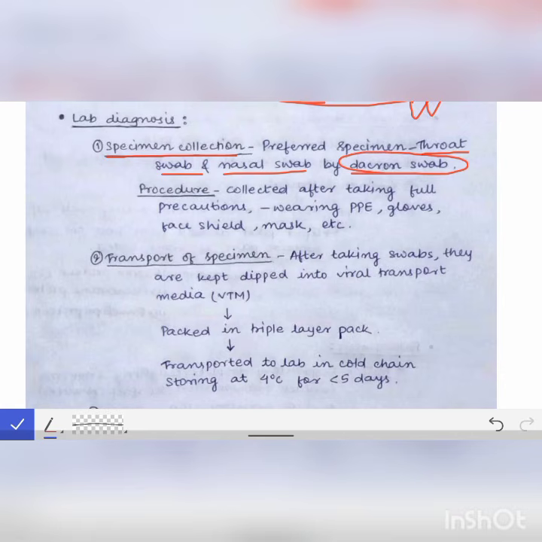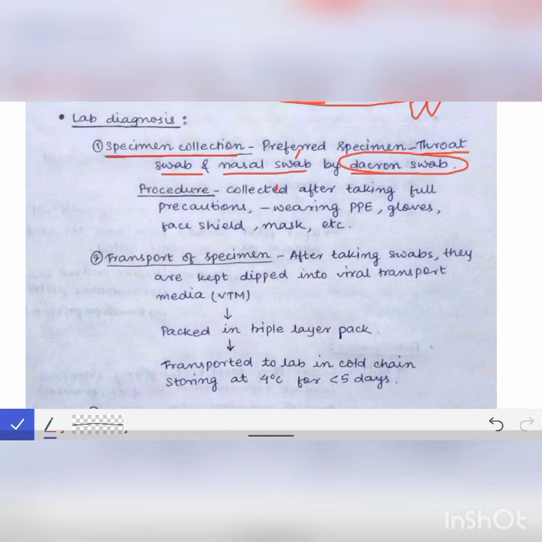Now coming to the procedure. In the diagnosis of the COVID-19 disease, the procedure is very much important to prevent the spread of the disease. So the procedure should be done.